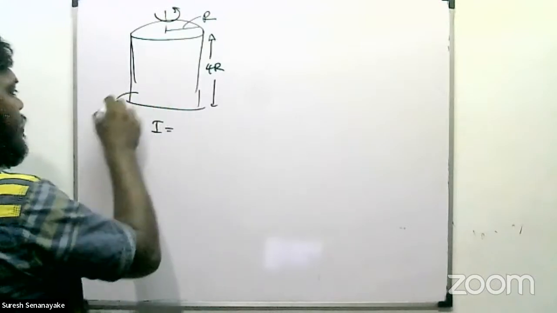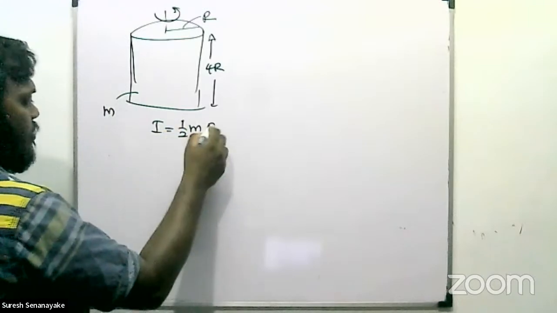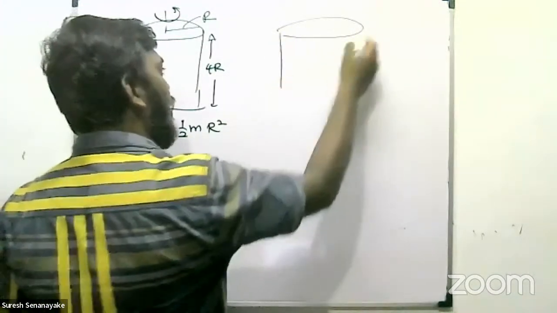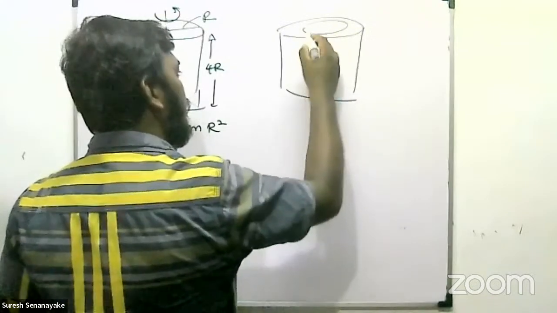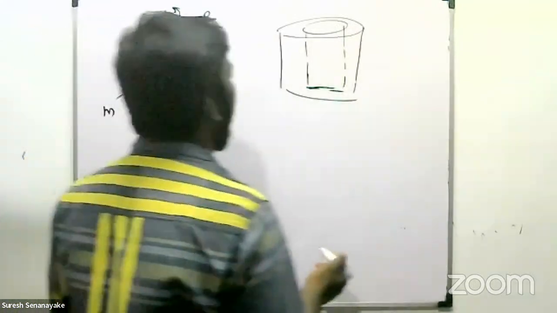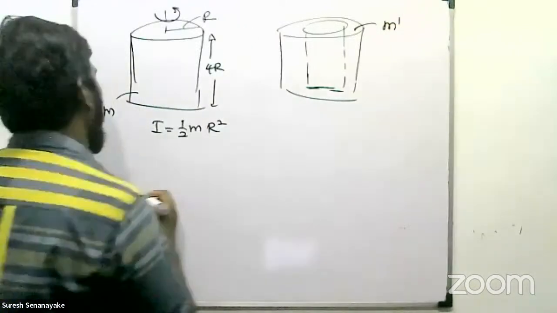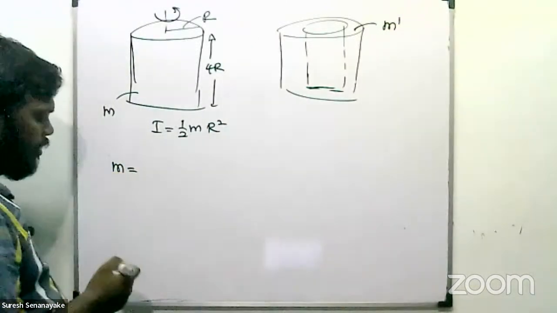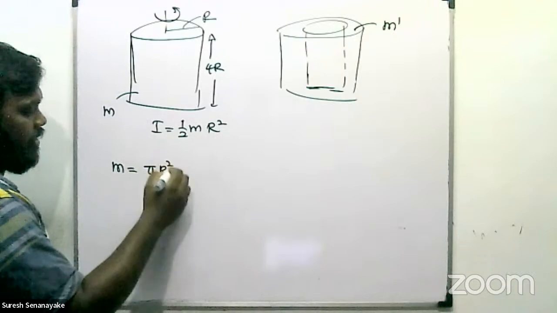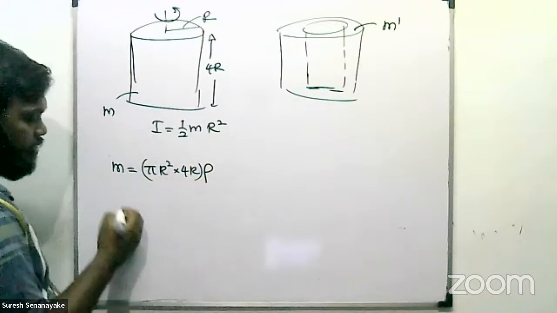Let the mass be m, so I is half m r square. The height is 4r, and now the half r is removed. Let this mass be m dash, and you can write its volume. Volume is pi r square into 4r, times the density, and that's m.